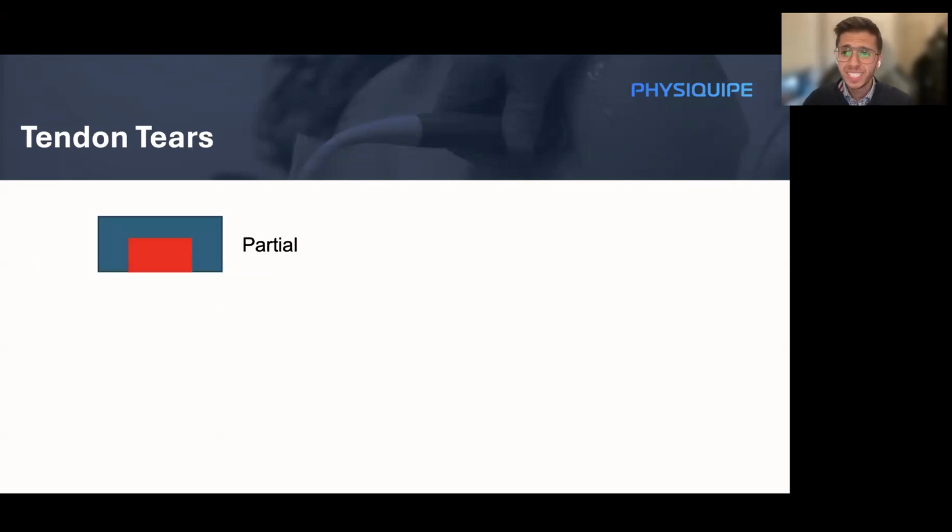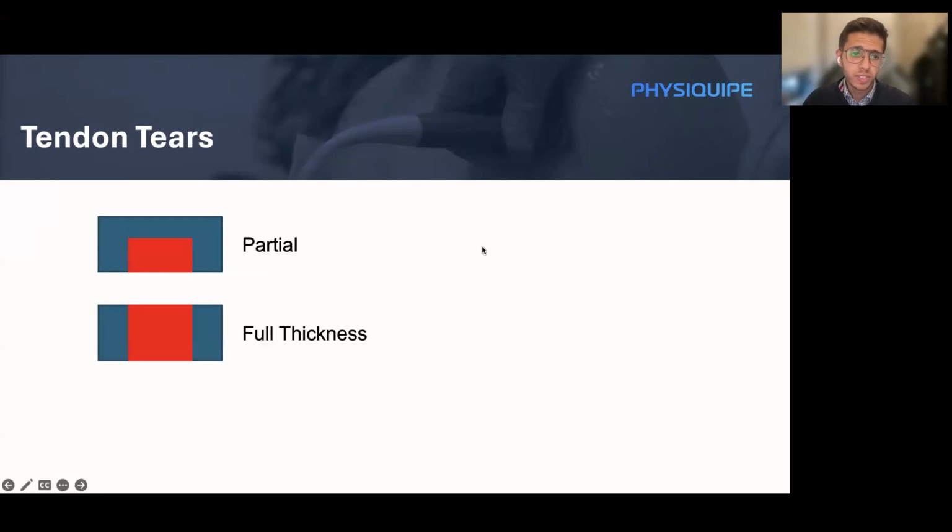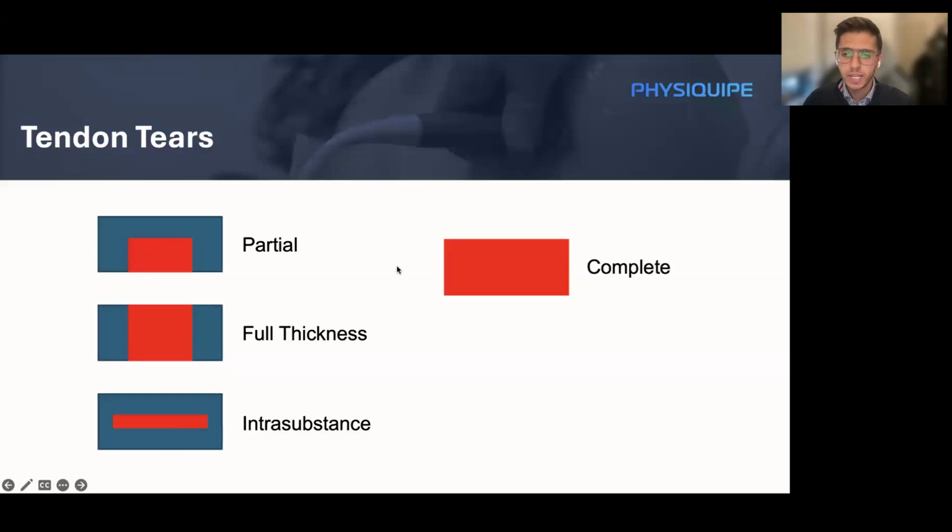So this is my kind of simple, basic way of diagnosing a tendon tear. You can get partial tears, which essentially go through the width but not the entire length of the tendon. A full thickness tear goes through the entire length but not the width. Intrasubstance tears, so you get these linear splits within the tendon. So you can see, again, hypoechoic areas just through the mid portion of the tendon.